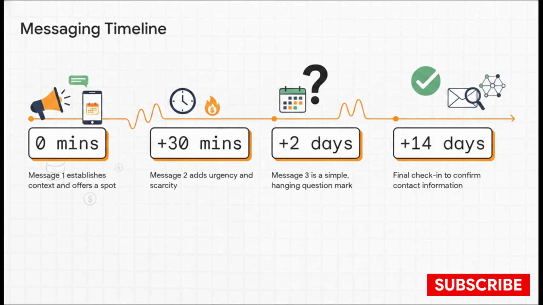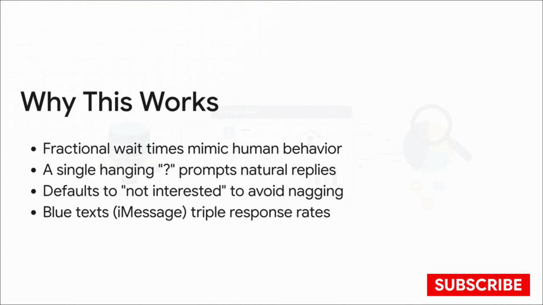We set message 1 to go out at the 1-hour mark to establish context. Then message 2 was delayed a full 24 hours later. Finally, if they still hadn't replied, the final message went out at 47 hours. It's a precise 3-step dance. So why does a spaced-out sequence like that work so incredibly well?